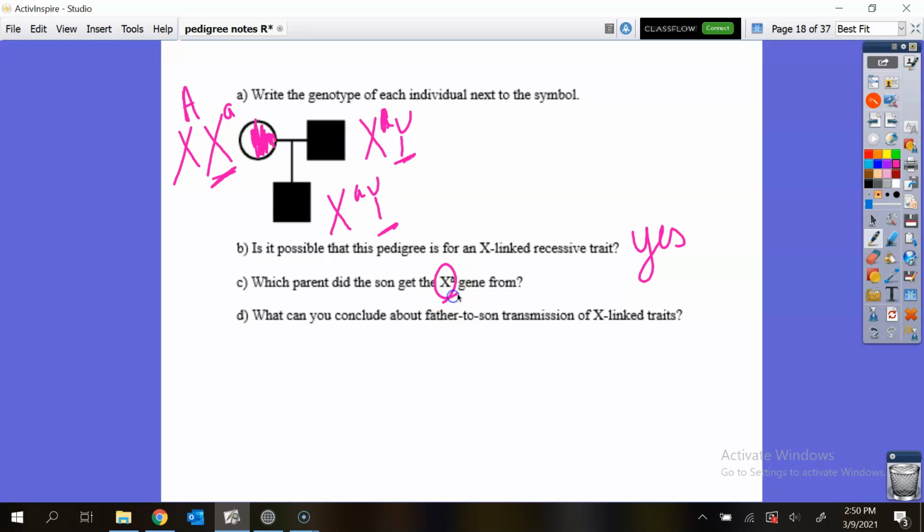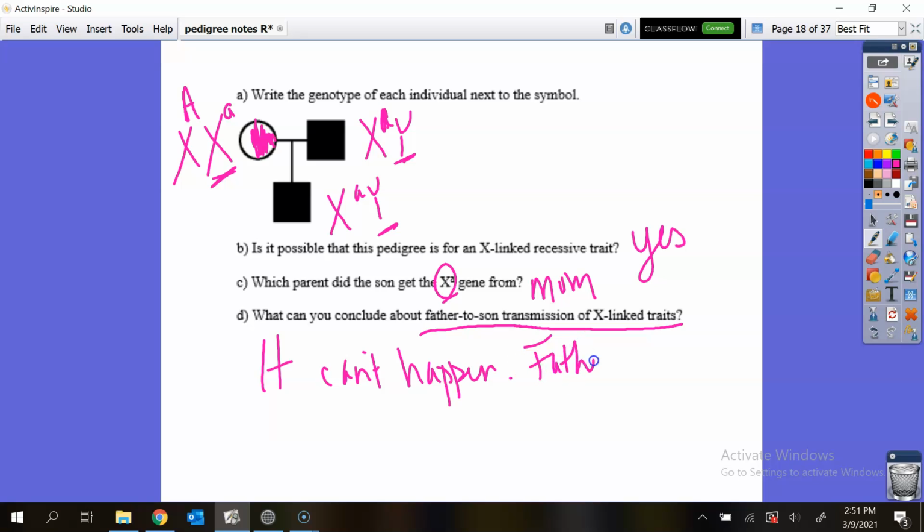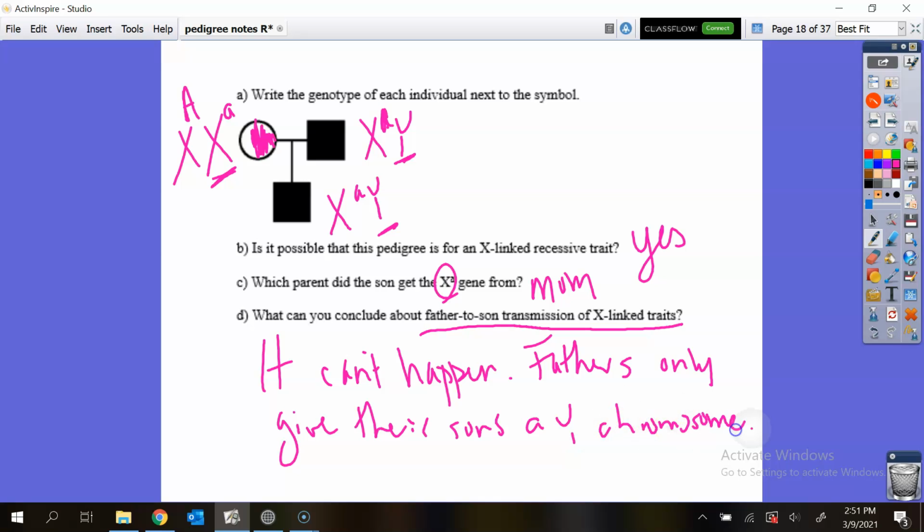So where did the son get the X little a gene from? Mom. And what can you conclude about father to son transmission of X-linked traits? It can't happen. Okay. Fathers only give their sons a Y chromosome. So therefore, X-linked trait transmission does not happen.